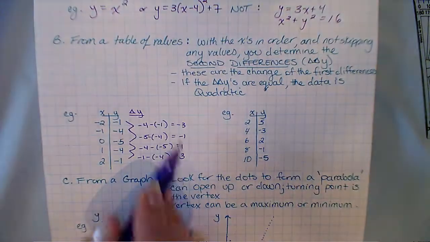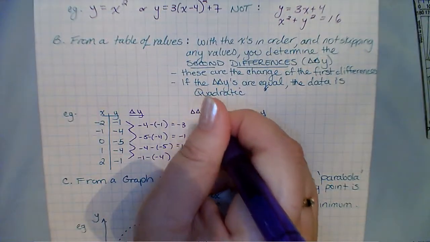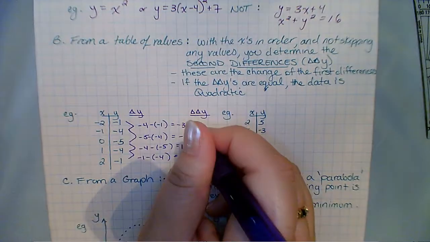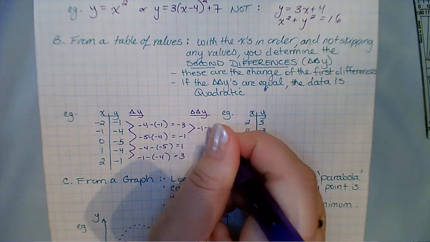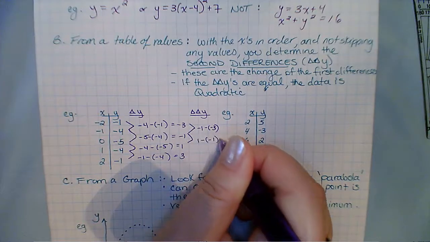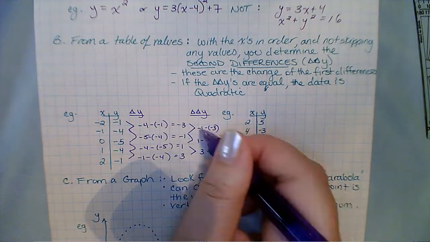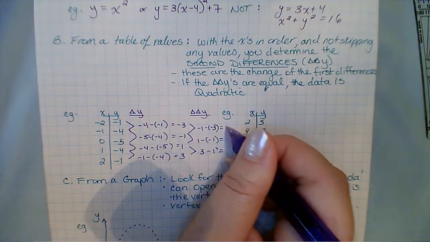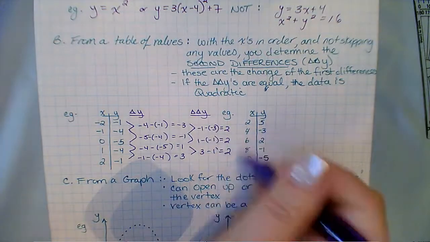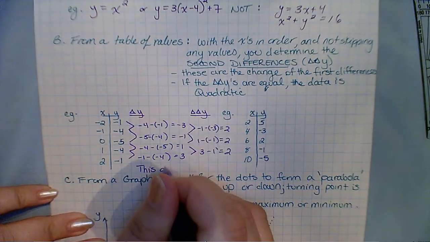Now notice these do not match, so therefore it is not a line. But we're not done yet. So now we do our next column, which is our second differences. And we're going to go -1 minus -3. 1 minus -1. And 3 minus 1. So -1 plus 3 is 2. 1 plus 1 is 2. And 3 take away 1 is 2. So the fact that they all worked out to be 2, this data is quadratic.